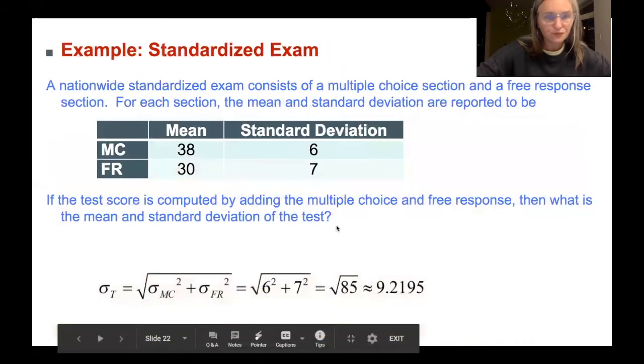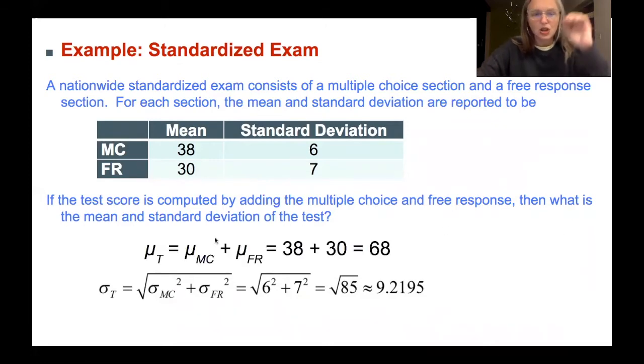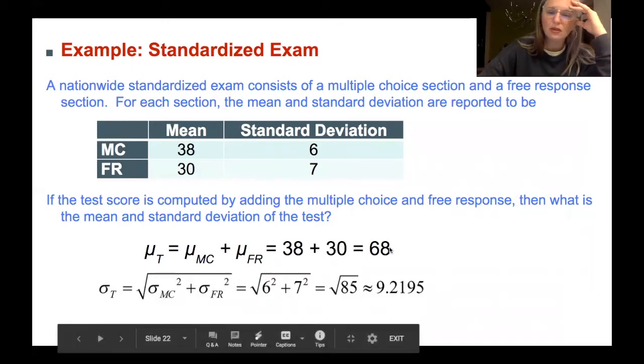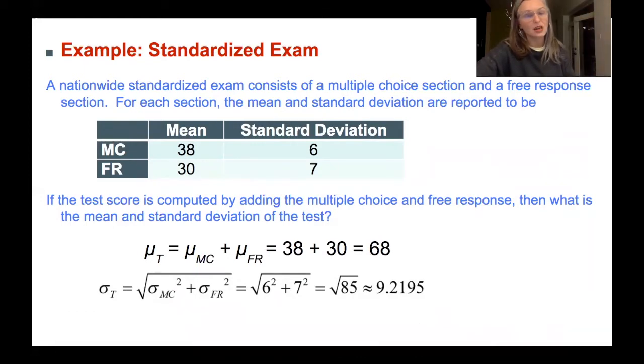So a nationwide exam consists of multiple choice section and free response section. For each section, the mean and standard deviation reported. So the multiple choice mean is a 38 with a standard deviation of 6 points. The free response is a 30 with a standard deviation of 7 points. The test score is computed by adding the multiple choice and free response. What is the mean and standard deviation? Okay, so if I want to talk about the mean of this, I can just say mean plus mean. Okay, well, the mean score on this test is a 68.